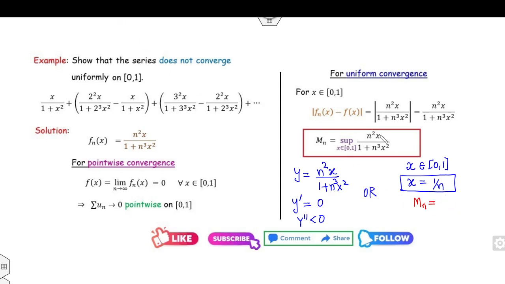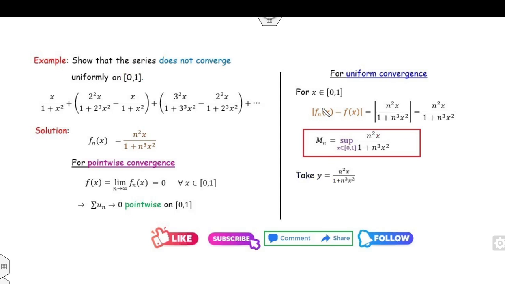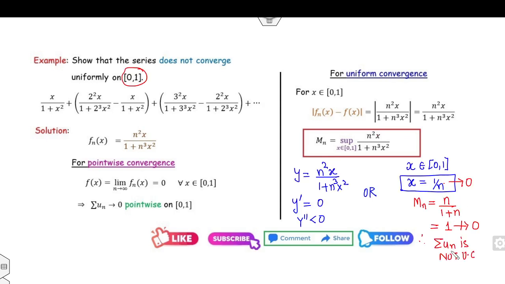So what is the value of the mn? It is my n over 1 plus n. Then what is the limit as n approaches infinity? 1, which is non-zero. Therefore, you can use this method. You can say the series is not uniformly convergent over the closed interval [0, 1]. And again, you can see this is 0. So 0 is the point of non-uniform convergence. Second method, you can solve this way in the examination as well.